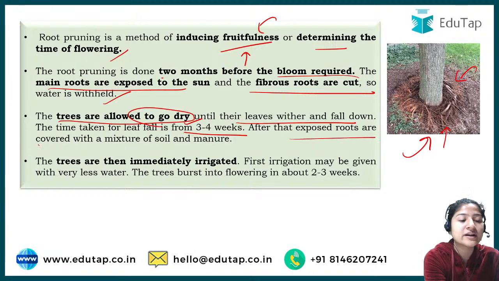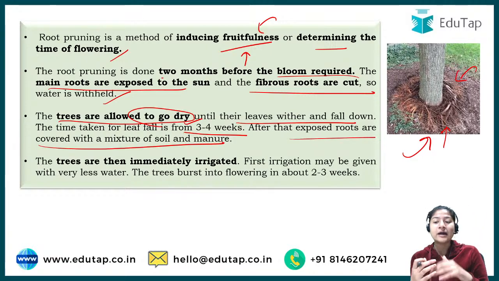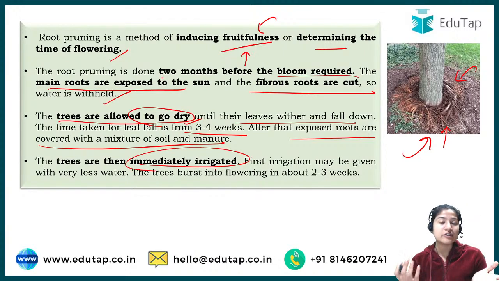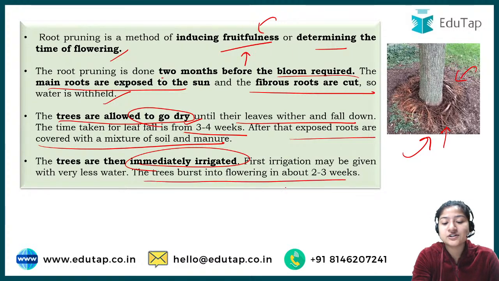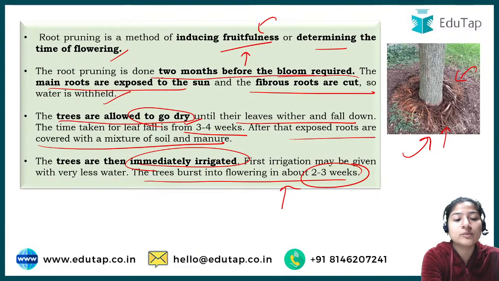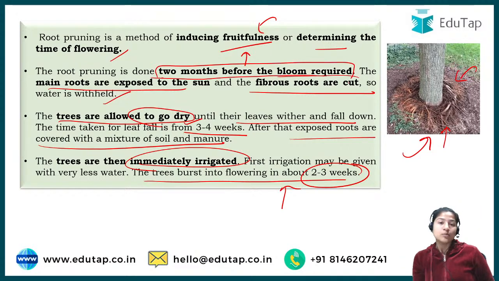After that, the exposed roots are covered with manure and rich fertilizer. Now the new leaves that develop would have better photosynthesis, and there is also immediate irrigation, so there is better leaf development, better photosynthesis, and ultimately better fruit development. The trees burst into flowering in 2 to 3 weeks, and within 2 to 3 weeks you can see the result. Also, this pruning is done 2 months before the bloom required. Whenever you want blooming, that is flowering basically, you do this 2 months before.